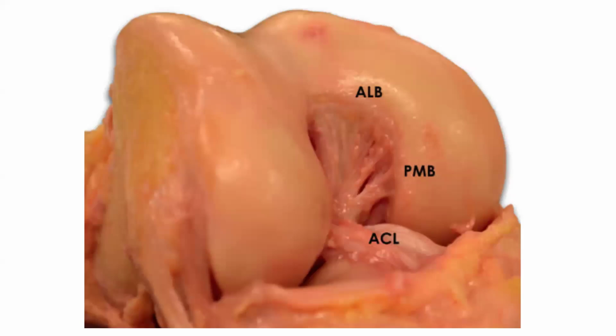If you look at this, you have to look at the ACL and its position, where it attaches to the medial margin of the lateral femoral condyle, and inserts in the anterior intercondylar eminence. And it has two bundles. You have the posteromedial bundle, and you have the anterolateral bundle. So one is tight in flexion, and the other is tight in extension, meaning the posteromedial bundle is tight in extension, while the anterolateral bundle is tight in flexion of the knee.